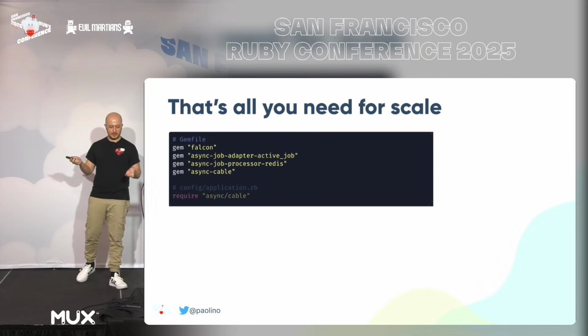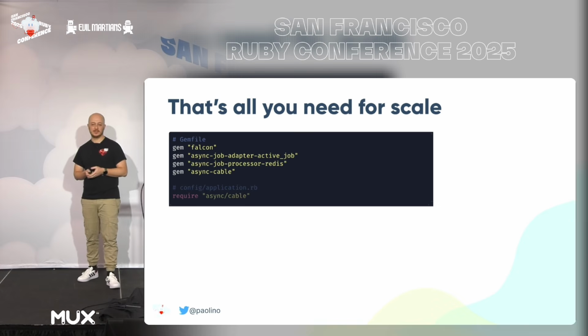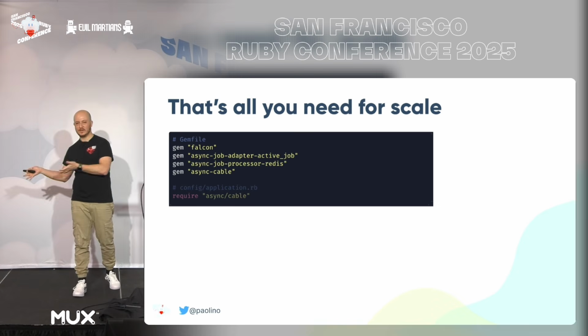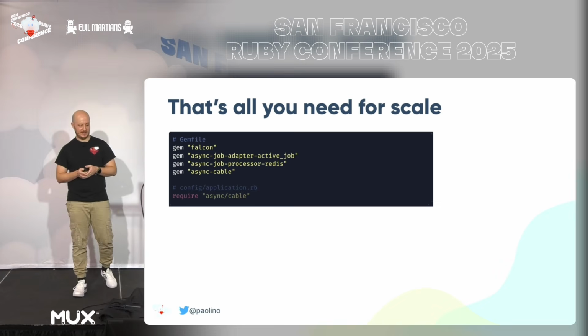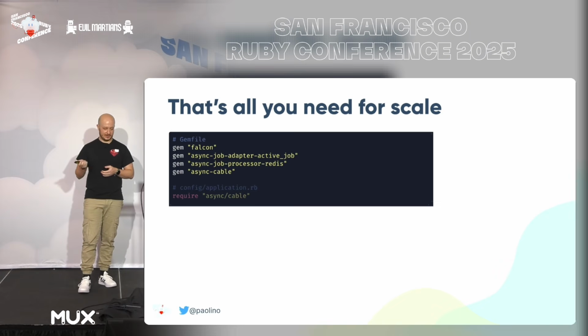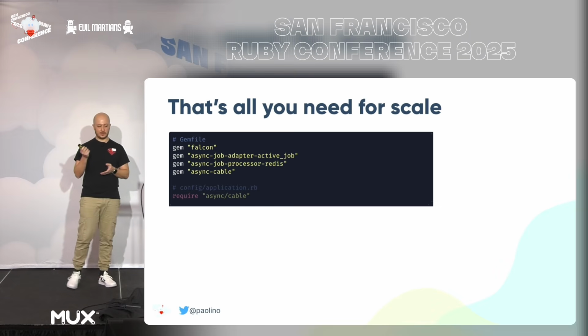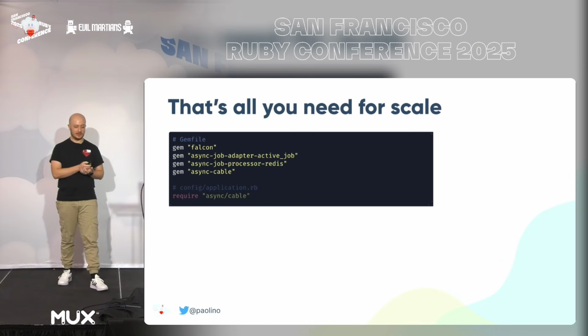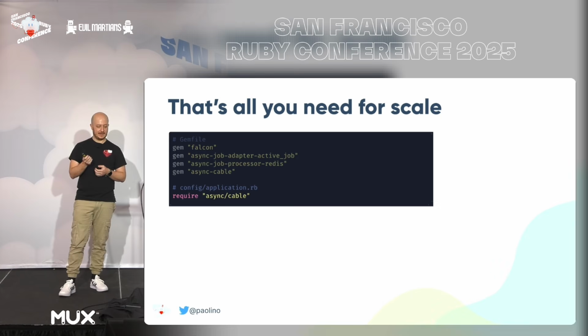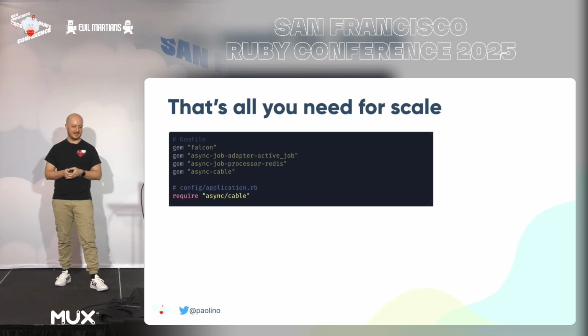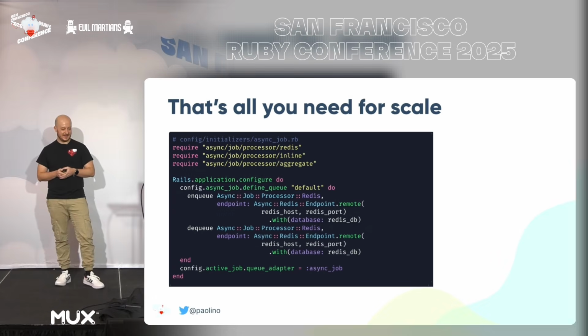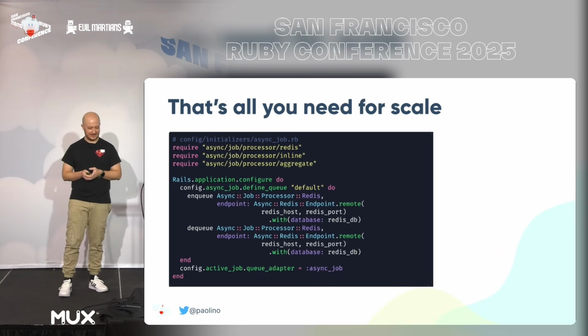And this is how to set it up. This is all you need for scale in order to satisfy the one machine part of the philosophy. So you simply add Falcon, async job adapter for Active Job, async job processor Redis, and async cable to your Gemfile. And then you need to do this just because a PR didn't get merged yet in Rails, which Bova is very aware of.